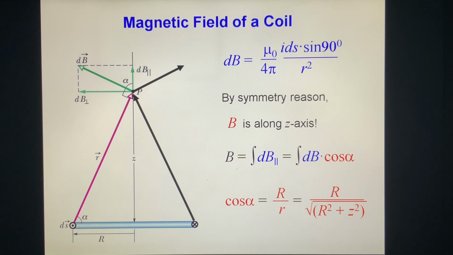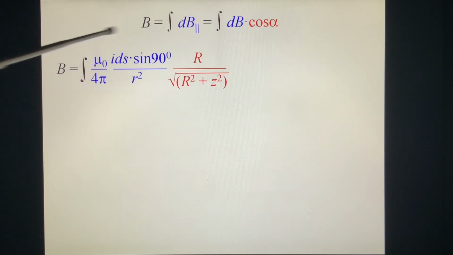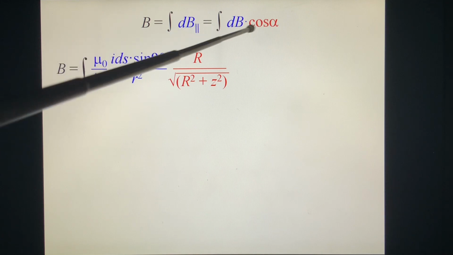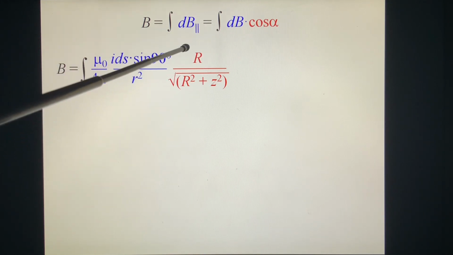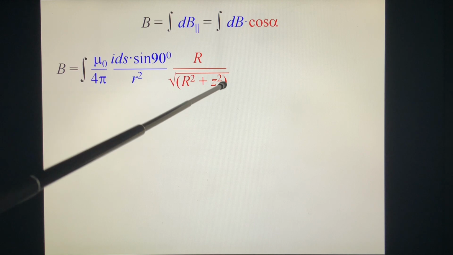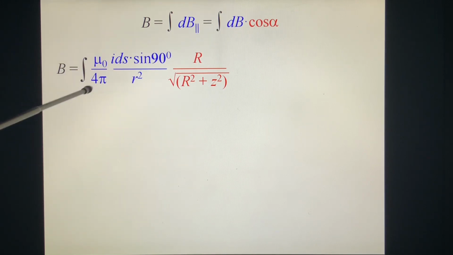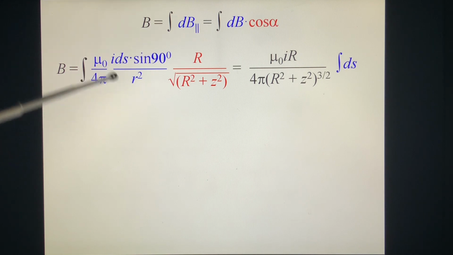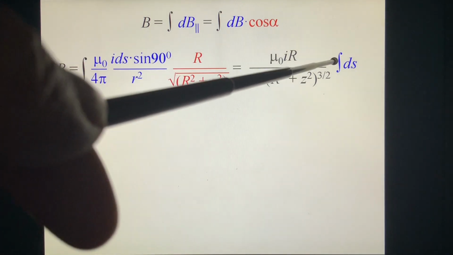B altogether is the integral of dB parallel to the z-axis, which equals dB cosine alpha. Cosine alpha equals big R over the square root of R squared plus z squared, and dB equals mu 0 over 4 pi, I dS sine 90 degrees over r squared. Now we do the calculation. It's very easy. Sine 90 degrees is 1, and in the integration over dS, all these other terms have nothing to do with s, so we take everything out of the integral.